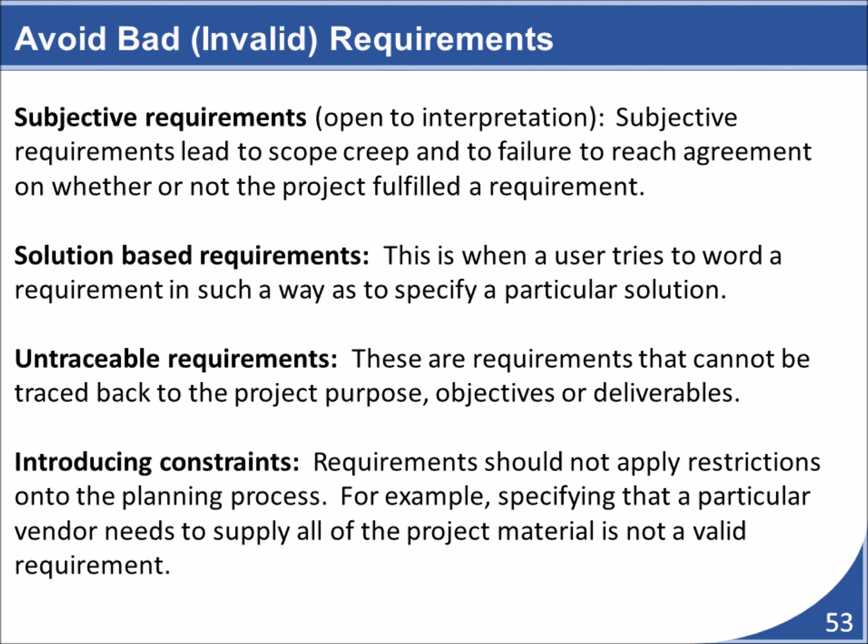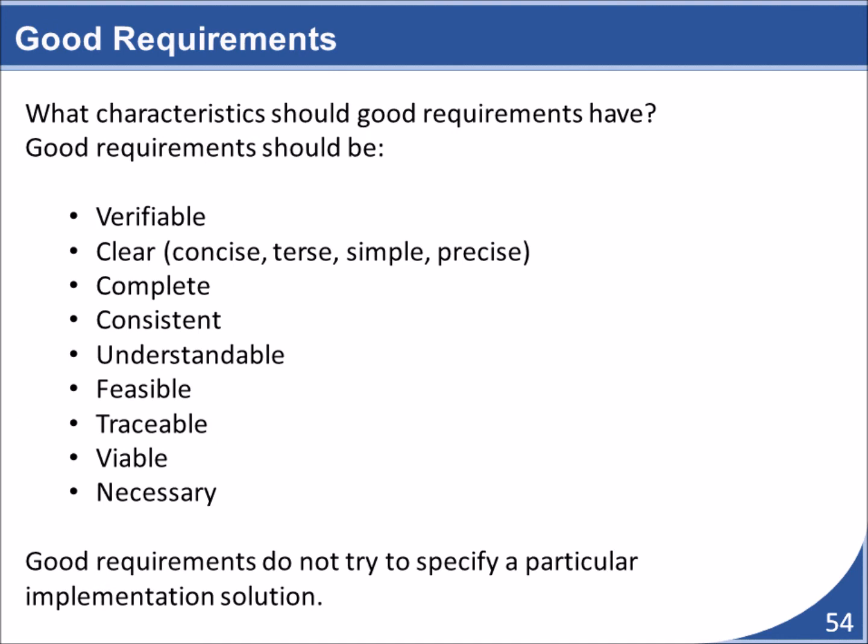It is one that applies unneeded constraints onto a project by specifying restrictions instead of focusing on what needs to be done. Or it is untraceable, in that it is not linked to the project's purpose, objective, or deliverables, and thus it attempts to expand the scope of the project. A good project requirement is one that is verifiable, understandable, feasible, obtainable, and necessary for the project.